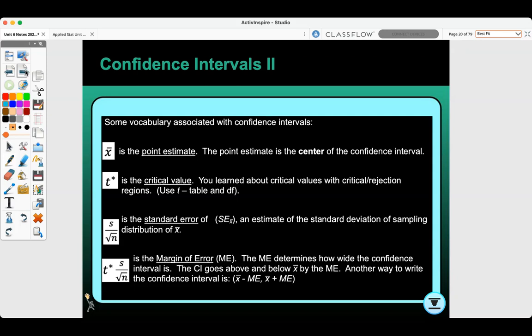S over the square root of n is the standard error of x bar, an estimate of the standard deviation of the sampling distribution of x bar. And t star times s over the square root of n is the margin of error. The margin of error is how wide the confidence interval is. The confidence interval goes above and below x bar by the margin of error. Another way to write the confidence interval is x bar minus the margin of error, and then x bar plus the margin of error. So this is all vocabulary for your confidence interval.